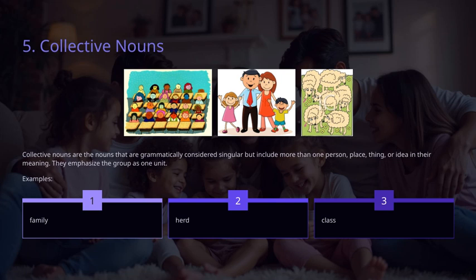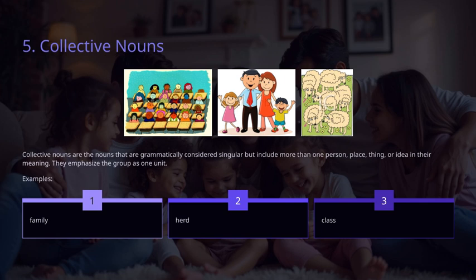These are a special kind of nouns that, grammatically, are considered singular, but they actually refer to a group of people, animals, or things. The key idea here is that even though they are singular in form, they represent a collection working together as one unit. For example, words like family or herd. When we say the family is coming over, we're treating the group as a single entity. Similarly, herd refers to a group of animals, but we still use it as a singular noun.